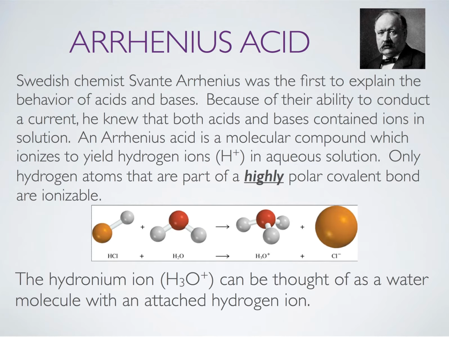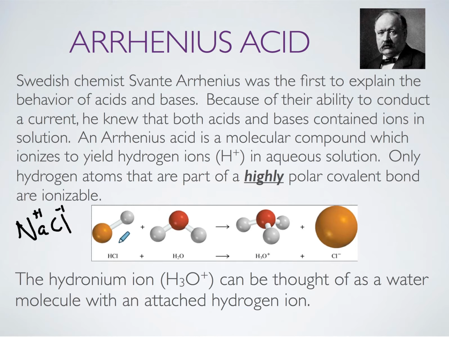So typically we would only think of ionization as occurring with ionic compounds. We know that something like sodium chloride, NaCl, breaks up into Na+1 and Cl-1. So for an acid, even though hydrogen is a nonmetal, it can actually go through this process as well if it is in a highly polar covalent bond.